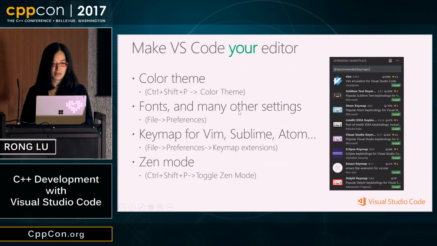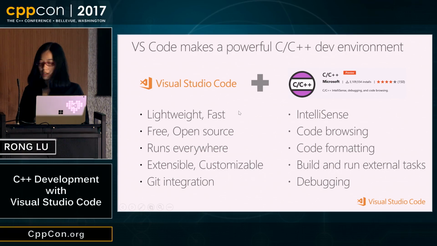As I said, you can fully customize VS Code to be your editor. Just to summarize what we covered today, a lot of stuff with Visual Studio Code and the C++ extension. VS Code could be a really powerful C and C++ development environment, and it runs everywhere, cross-platform. So you got a fast, lightweight tool that's free, open source, runs everywhere, customizable, extensible. There's lots of extensions in the marketplace today already, but if you find anything that's missing, it's really convenient to just write your own extension as well.